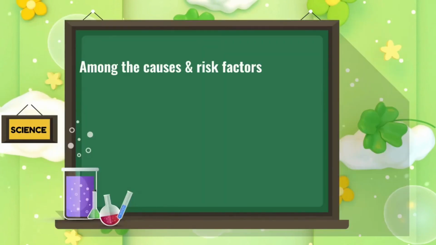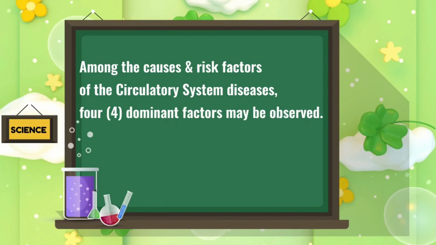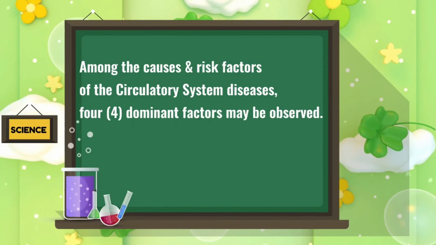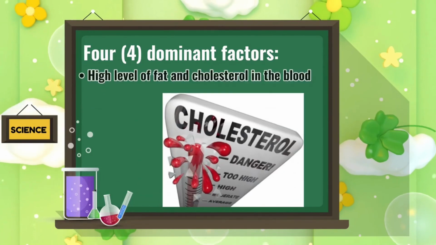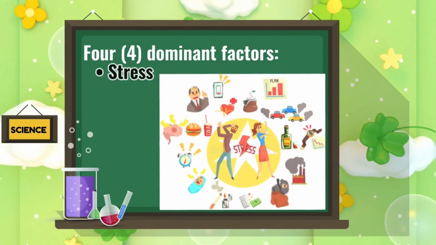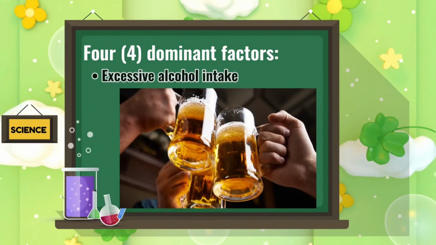Among the causes and risk factors of the circulatory system diseases, four dominant factors may be observed: cigarette smoking, high level of fat and cholesterol in the blood, stress, and excessive alcohol intake. Living a healthy lifestyle can prevent the onset of diseases in the cardiovascular or circulatory system.